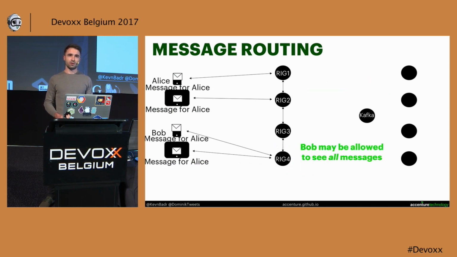There is another scenario where you have a privileged user. We can say that Bob is privileged and is able to see all the messages, including those targeted at Alice.